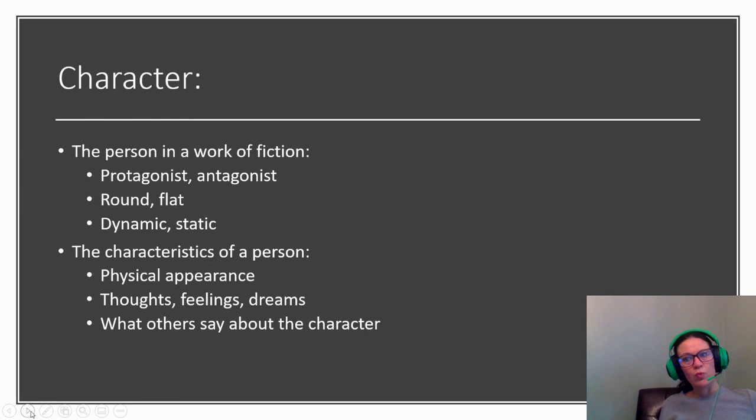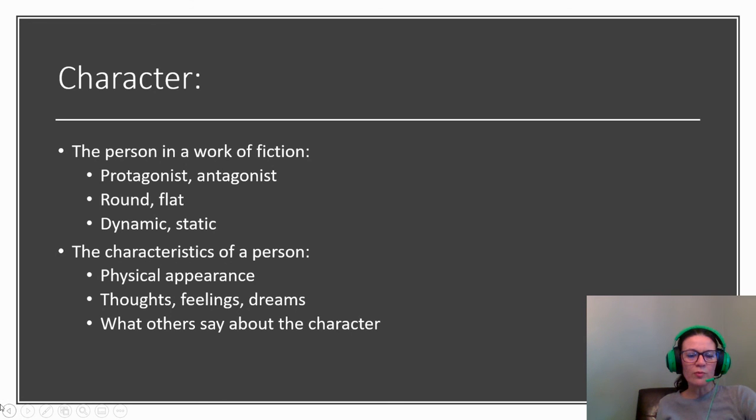And then we have the characteristics of a person. Physical appearance is what they absolutely look like. Their characteristics also include their thoughts, feelings, and dreams. And then what other people say about the character, that turns into what you think of a character based on other characters' thoughts.